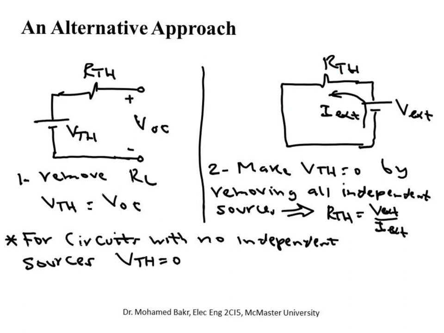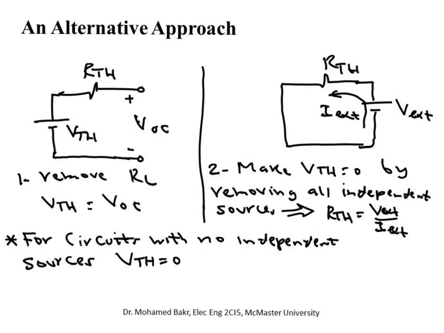So I can simply say that this is a voltage source, and there will be some current drawn from that voltage source. The ratio between the voltage and the current will give you the resistance that you see, R Thevenin. So R Thevenin can be determined by eliminating V Thevenin, by making it equal to 0. How do I eliminate V Thevenin? I go to the original circuit and remove all the independent sources.